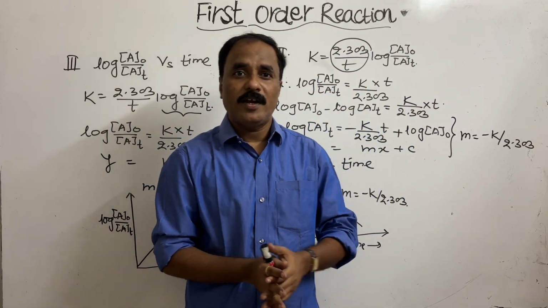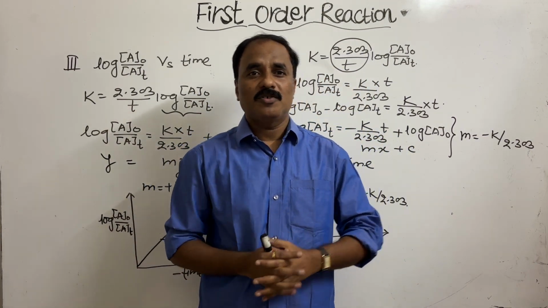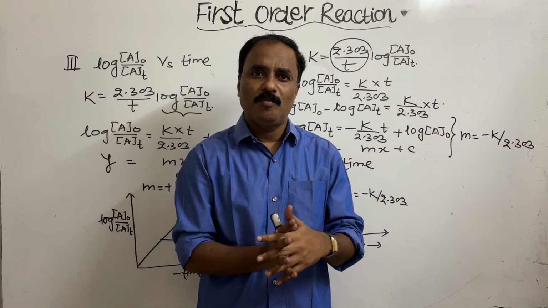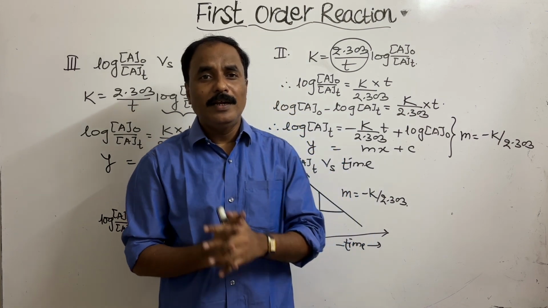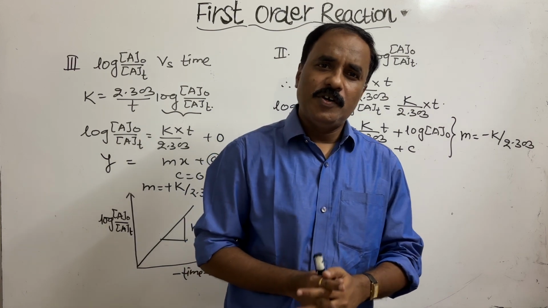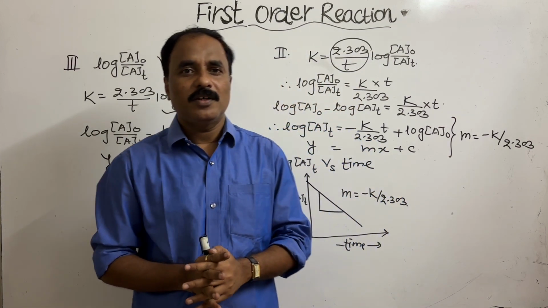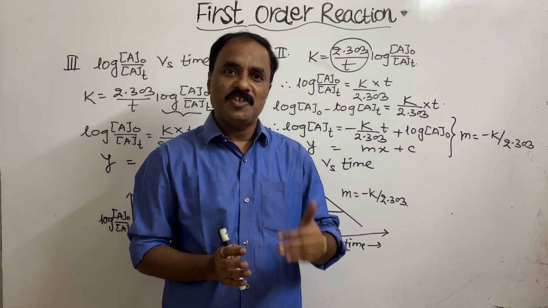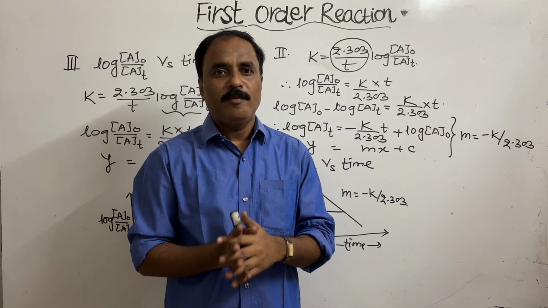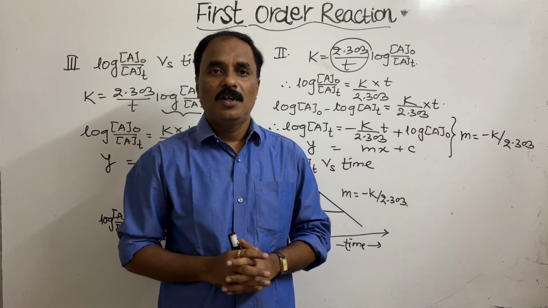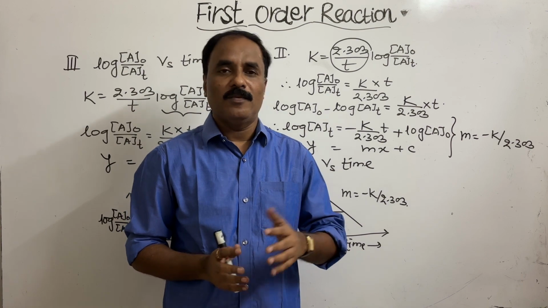Examples of first order kinetics: decomposition of hydrogen peroxide, decomposition of nitrogen pentoxide, decomposition of cyclopropane. Integrated rate law. What is the unit of rate constant in first order kinetics? It is time inverse. अगर time seconds में तो second inverse, अगर time minutes में तो it will be minute inverse, अगर time days में तो it will be day inverse.